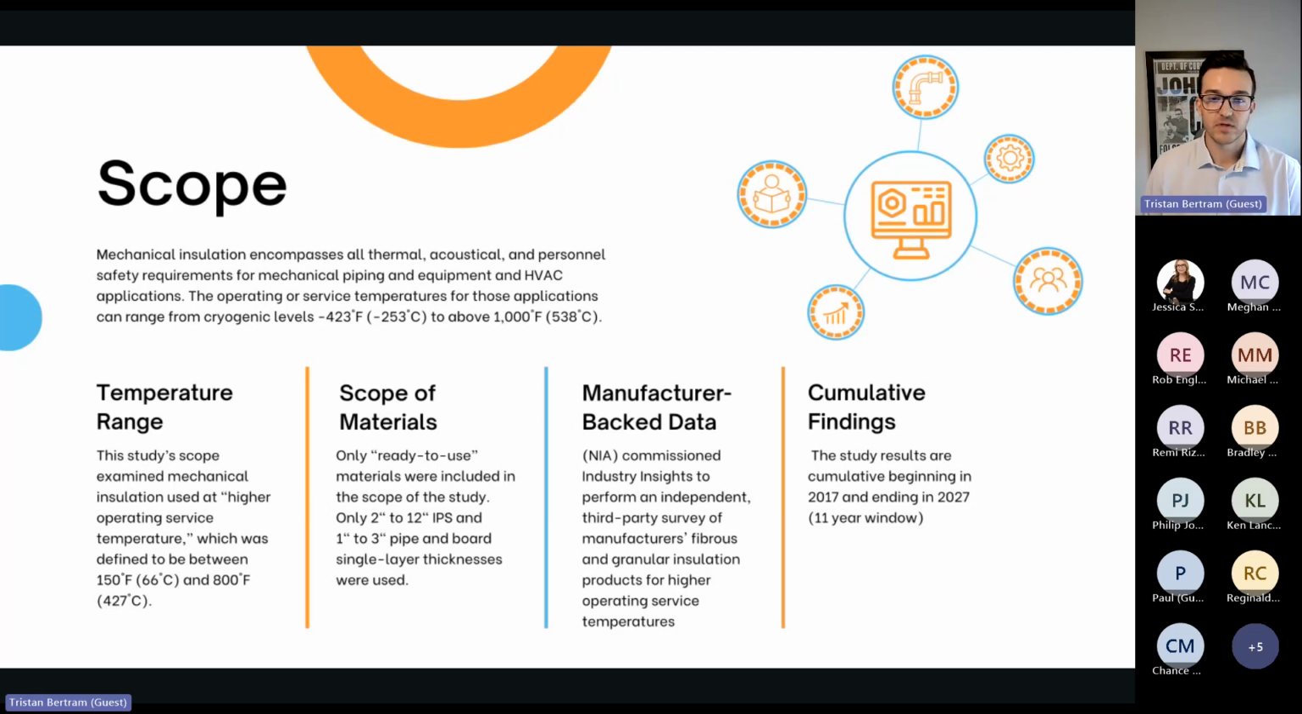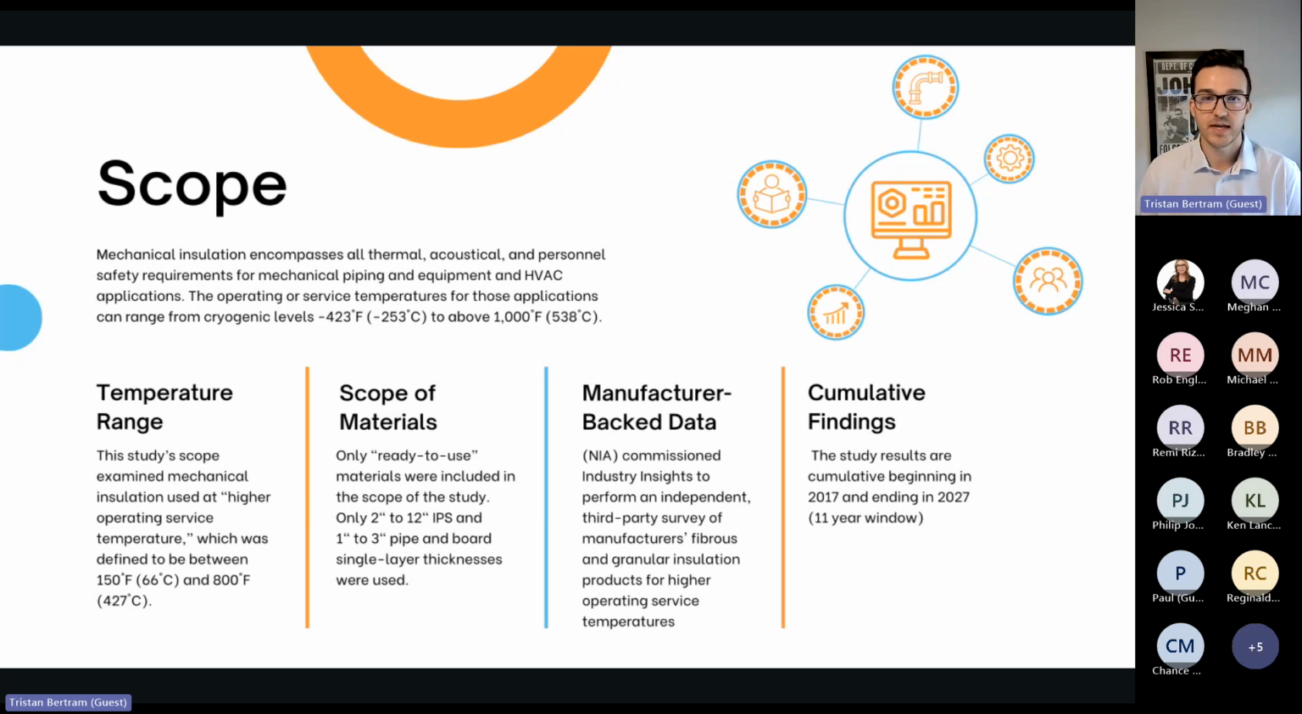Only ready-to-use materials were included in the study, as the data behind non-ready-to-use materials is just harder to quantify. The study included 1 to 3 inch thick pipe insulation for 2 to 12 inch iron pipe sizes and 1 to 3 inch thick board insulation, which is really only a small portion of the available mechanical insulation products. So this study was based on manufacturers' production data for ready-to-use fibrous and granular insulation.